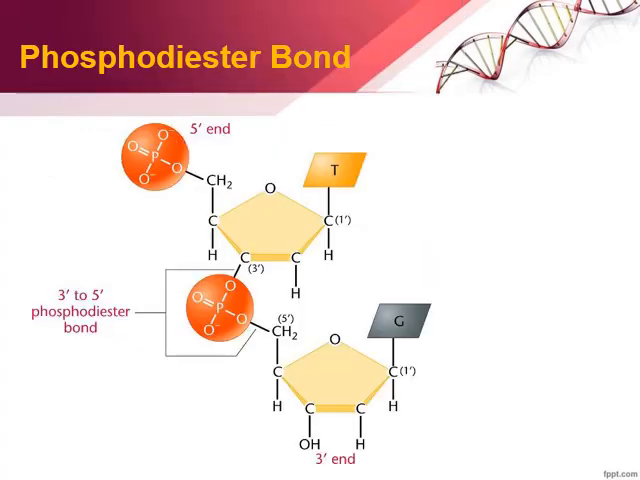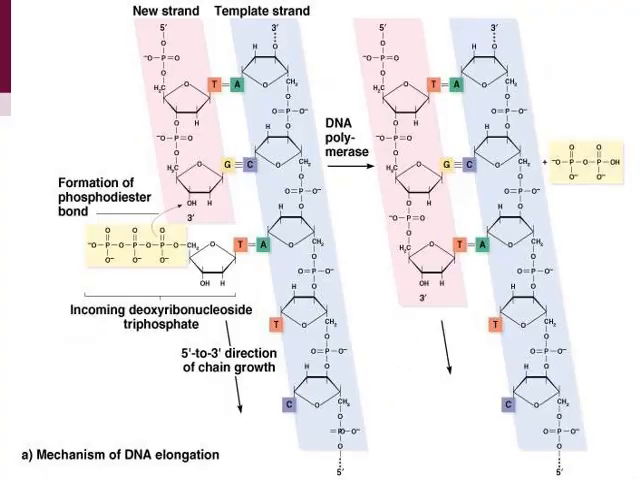Now this image shows the phosphodiester bond. You can see the phosphate is linked to the 3' carbon and 5' carbon, and it is uniting the two nucleotides. This kind of bond is known as a phosphodiester bond. It is also termed a 3' to 5' phosphodiester bond. So this is how the polymerization reaction takes place.